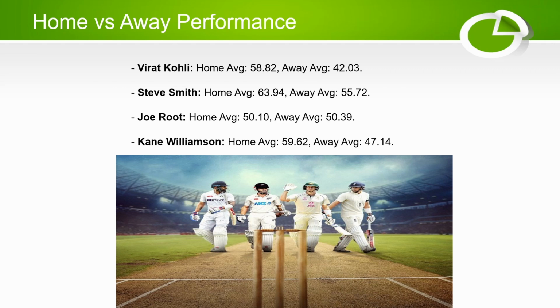Steven Smith has been remarkable both at home and away from home. His home average of 63.94 is just unbelievable, especially in the steamy Australian conditions. He also has a great away average of 55.72. Joe Root has a pretty similar home and away average, which pretty much indicates his consistency across the board. Kane Williamson is also very good at his home, an average of 59.62, his away average of 47.44, which also demonstrates his consistency across different conditions and in different countries.